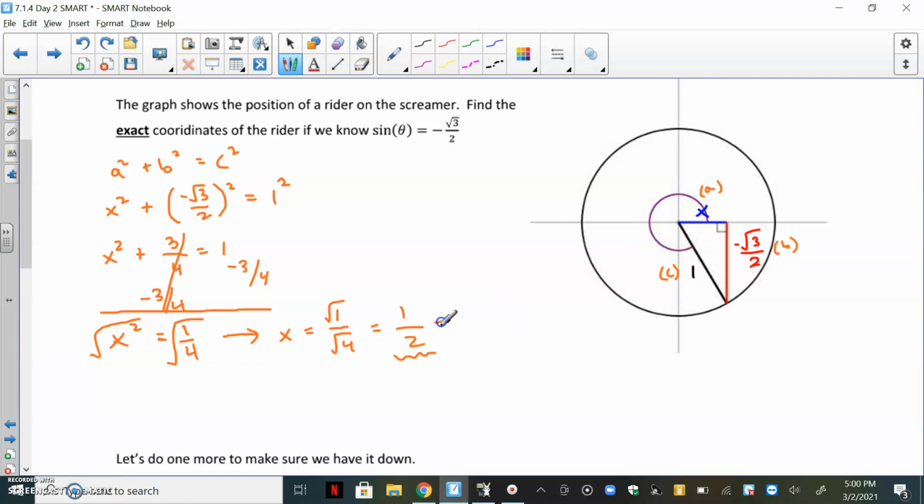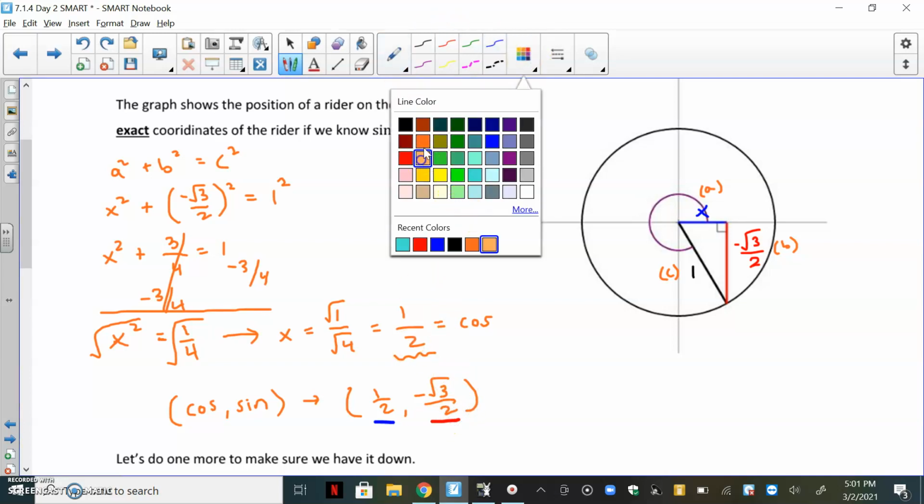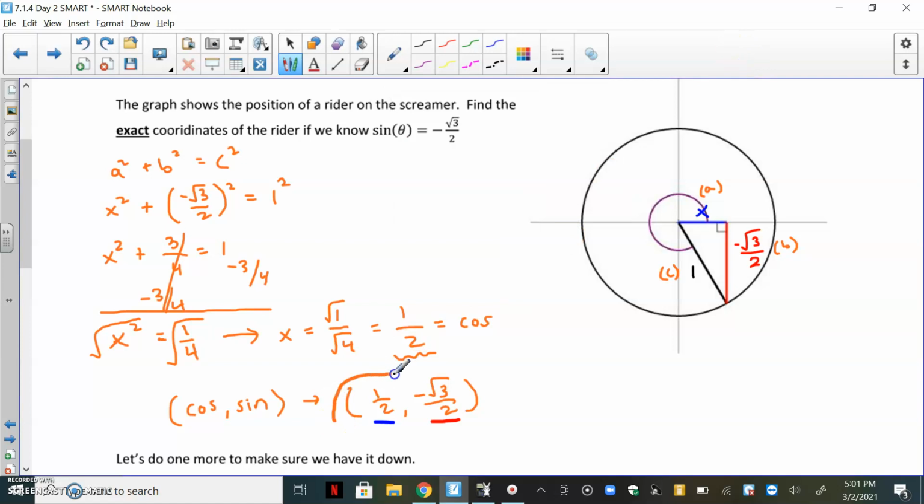So now that I've found my x value, which is my cosine, I can write my answer as full coordinates. So it's cosine comma sine, right? Cosine comma sine. So for me, my cosine was 1/2. My sine, they had already given me, it was negative root 3 over 2. Okay, and remember, the cosine represents that blue line. That sine represents the red one. All right, and that is the answer to that question.